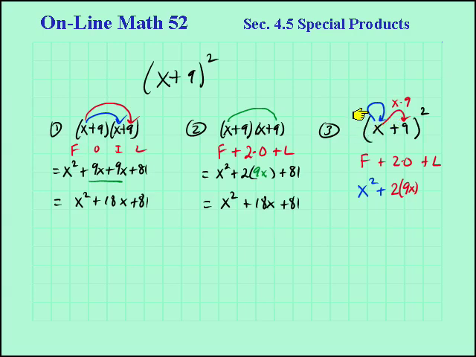But it has the effect of multiplying x times itself. And then multiplying x times 9 and doubling it. And then 9 times 9. So let me draw that in here. 9 times 9. And that was the last. Remember? 9 times 9. And we got positive 81. So this, we get x squared plus 18x plus 81.